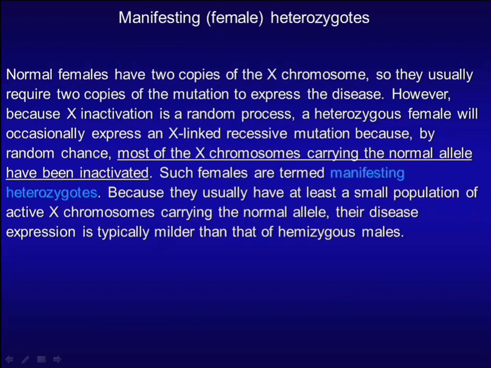A woman who is a carrier for a disease gene on the X chromosome may have the disease when most of the X chromosomes carrying the normal allele have been inactivated by X inactivation. Such females are called manifesting heterozygotes. They usually have at least a small population of active X chromosomes carrying the normal allele. Their disease expression is typically milder than that of a hemizygous male.